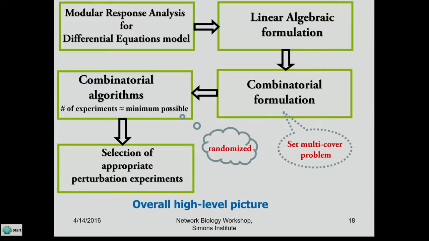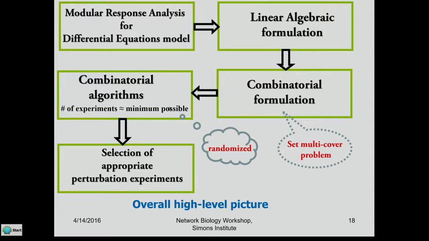So this is the modular response method via differential equation. You have the linear algebraic formulation. Then you go through a combinatorial formulation where set multi-cover comes into the picture. And then you have an algorithm to select the perturbation experiments, which is going to be a randomized algorithm. Then you do the experiments, and from there you can get the corresponding conclusions about the network that you're looking for.